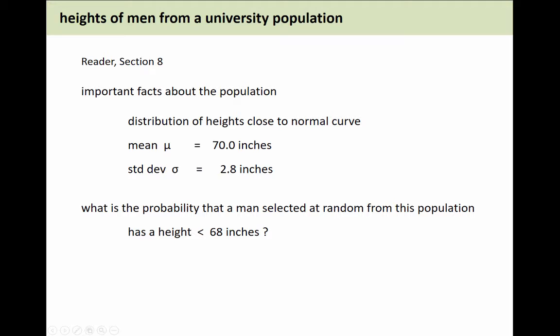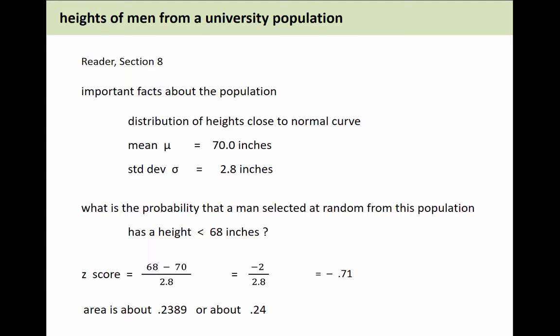So if we asked a question like this, this is a week 3 question. What is the probability that a man selected at random from this population has a height less than 68 inches? Using the ideas from last week, for an individual, the z-score is going to be (68 minus 70) over 2.8. This individual is going to have a negative z-score because they're 2 inches below the population mean. The z-score is about minus 0.71.